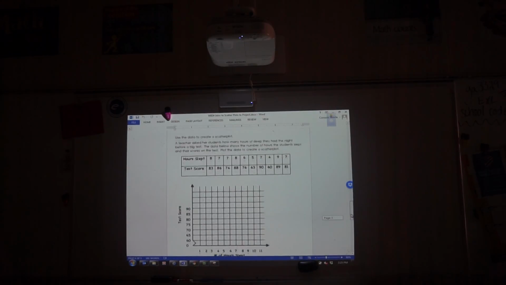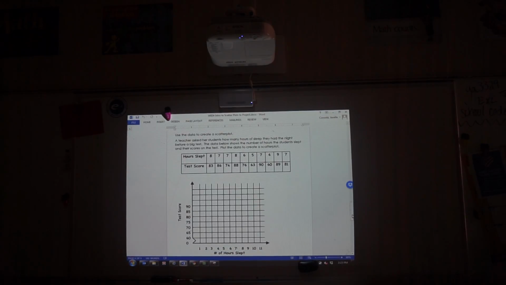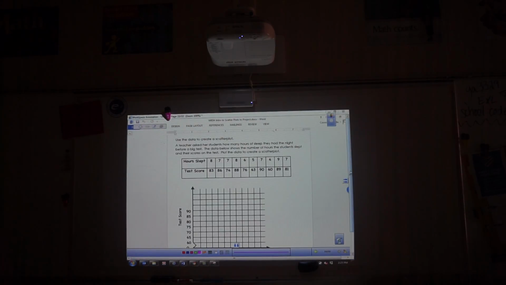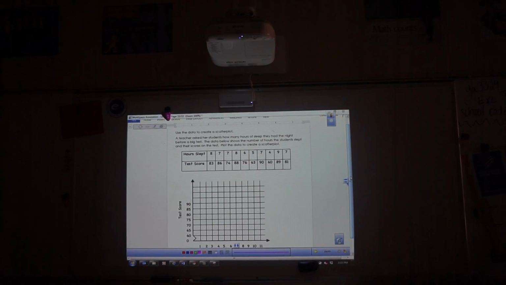It's going to be a little tough for you to see on mine, and that's okay. Okay, use the data to create a scatter plot. A teacher asked her students how many hours of sleep they had the night before a big test. The data below shows the number of hours the students slept and their scores on the test.